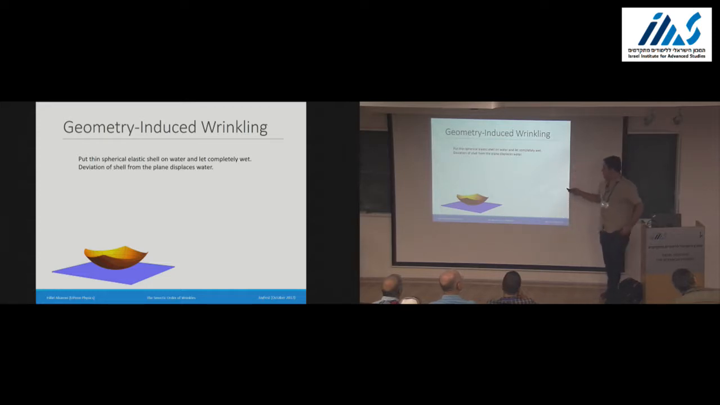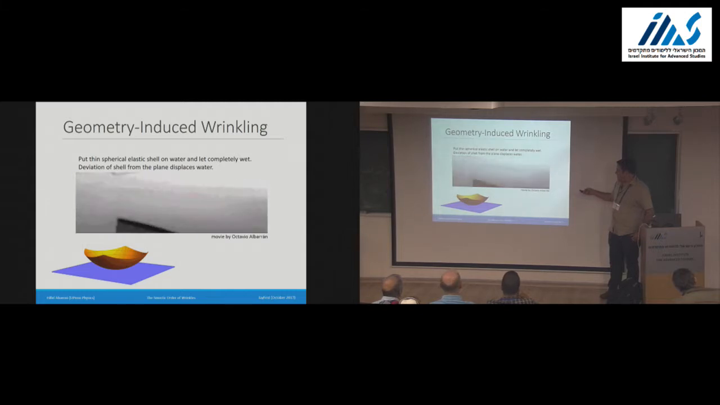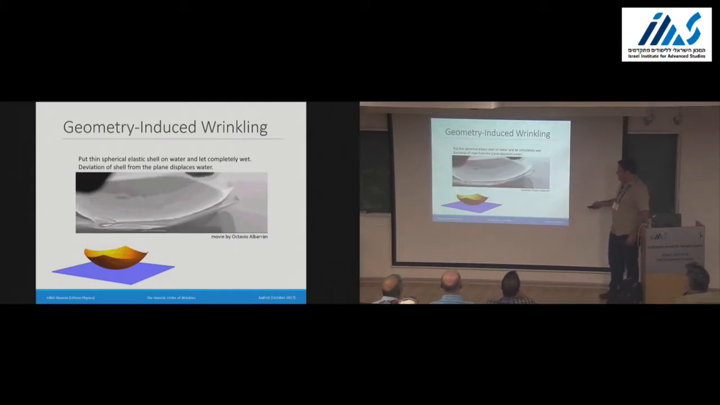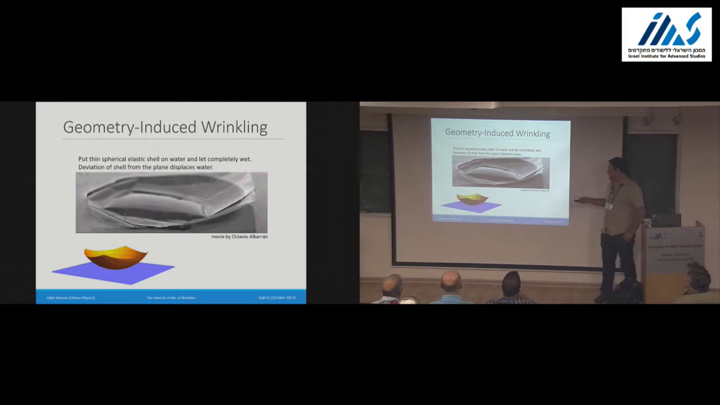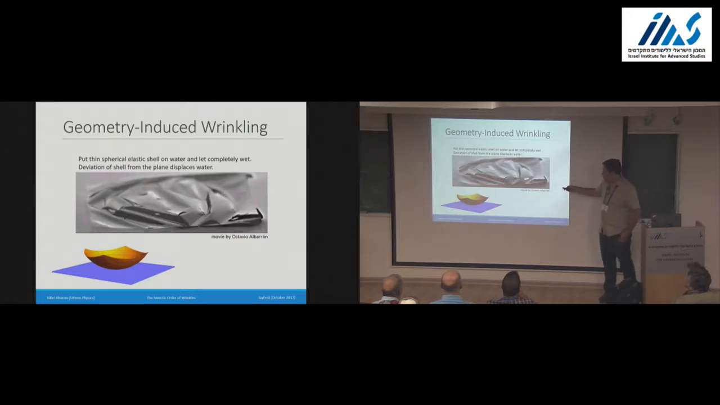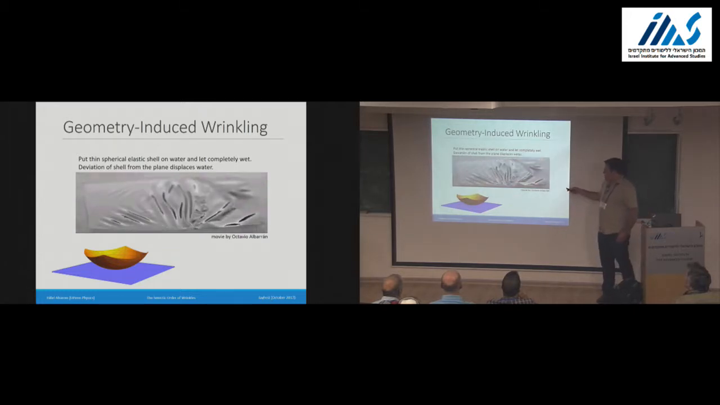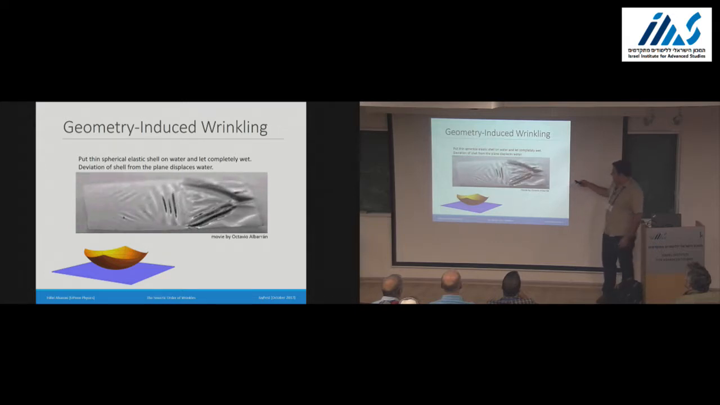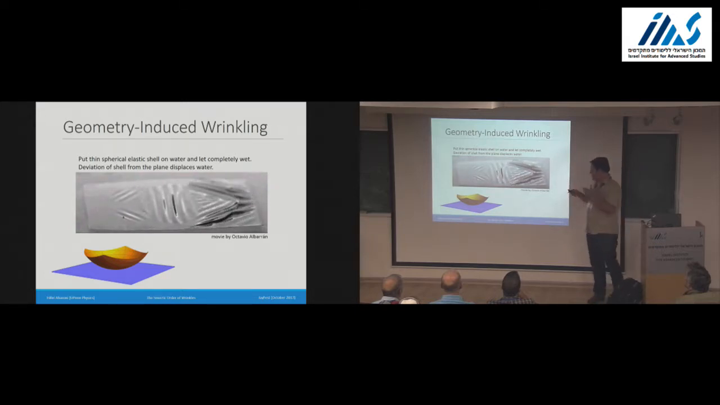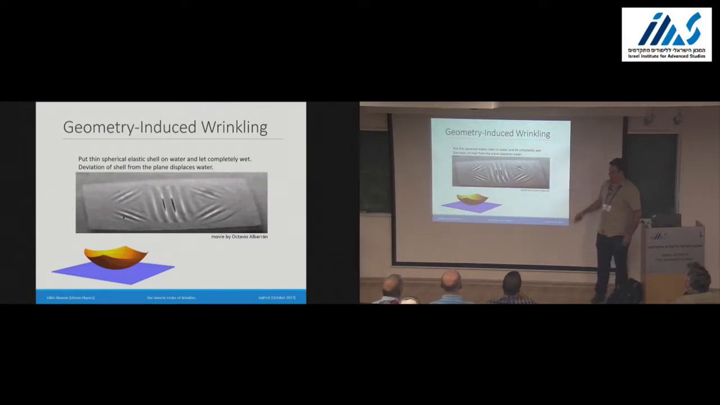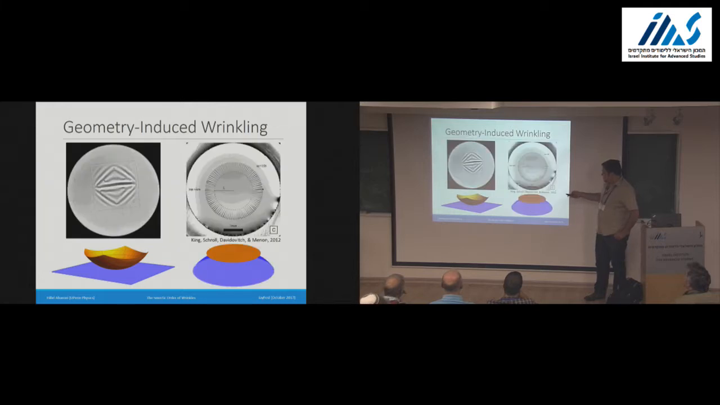So let me show you a movie of what happens. This was taken by my collaborator Octavio Alboran at the Max Planck Institute for Dynamics and Self-Organization. It takes a little while for a sheet to wet, and eventually when everything wets, it reaches an equilibrium with some wrinkled pattern in the center. This sheet is PDMS. It's a few centimeters big and tens of microns thick. So one gets this nice wrinkled pattern as a result of the geometric incompatibility.